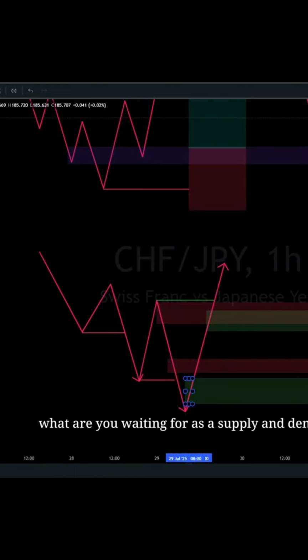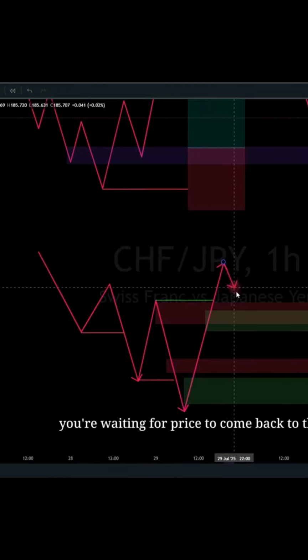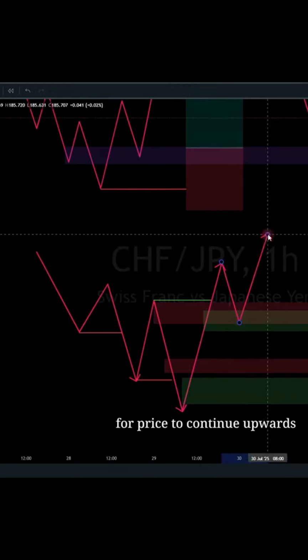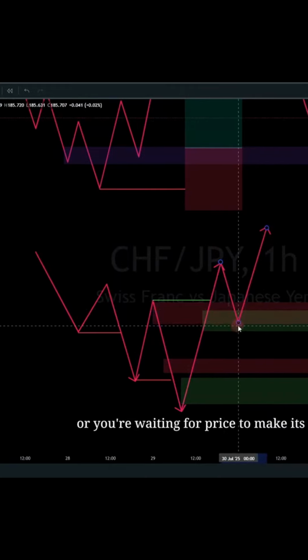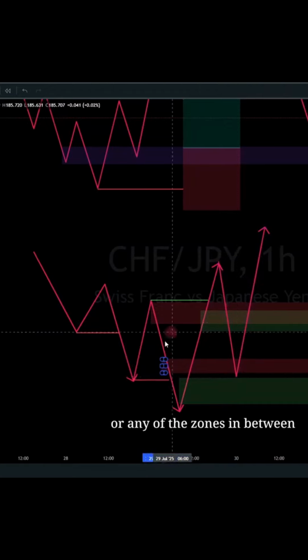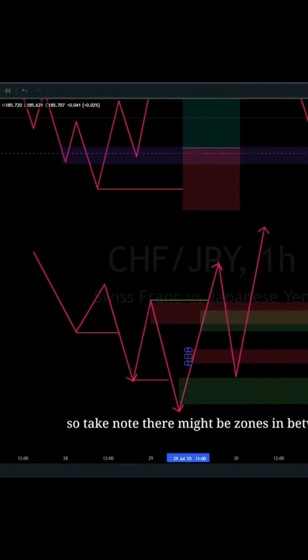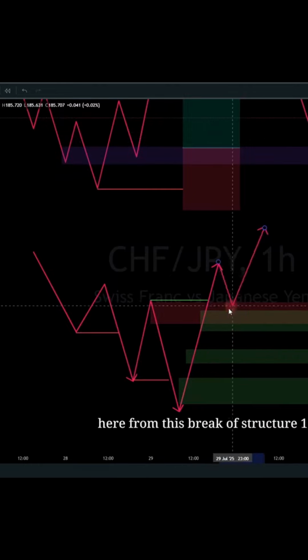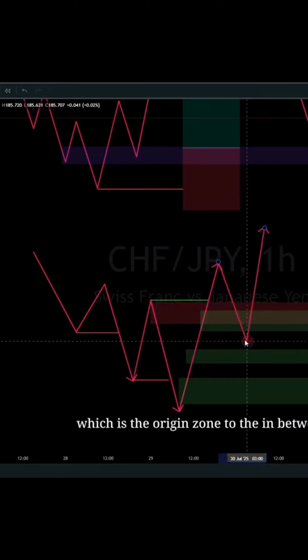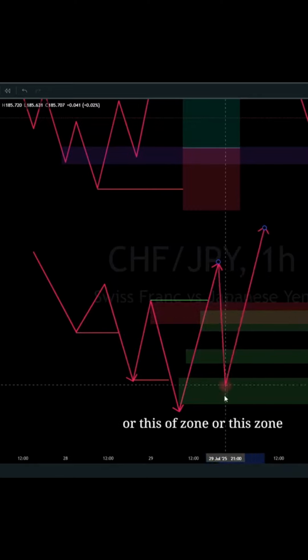What are you waiting for as a supply and demand trader? You are waiting for price to come back to this zone, and either you see buying pressure for price to continue upwards, or you're waiting for price to make its way towards the extreme zone or any of the zones in between. So take note, there might be zones in between. You're waiting for price to come into any of the zones here from this break of structure 1, which is the origin zone, to the in-betweens, or this zone, or this zone.